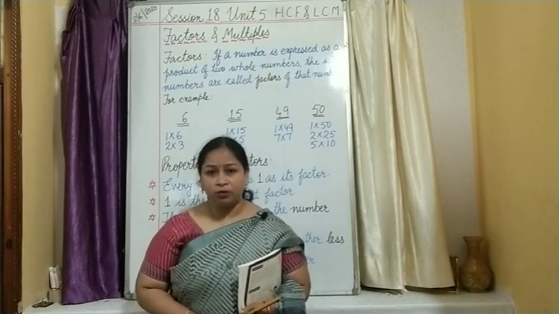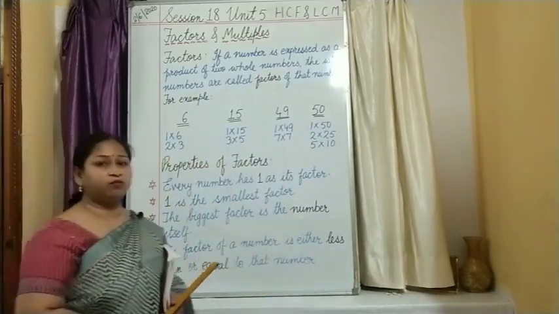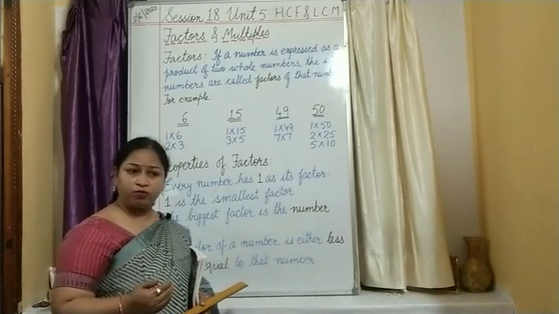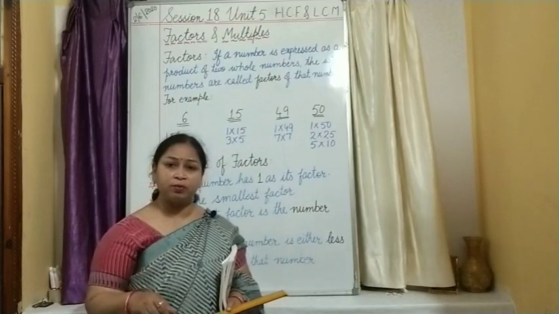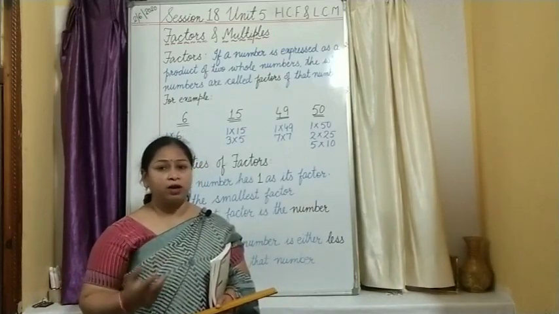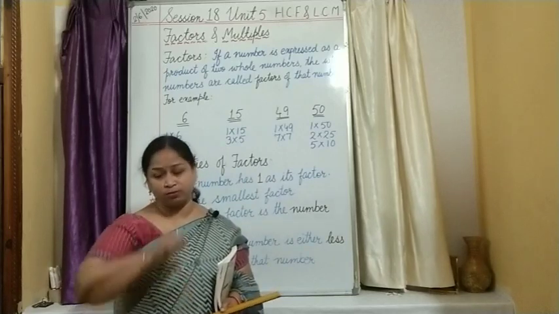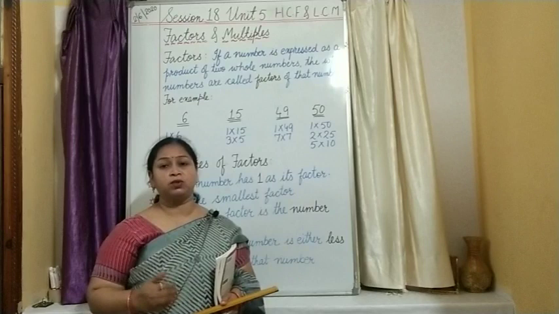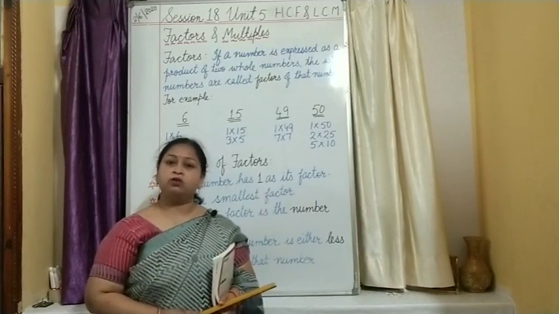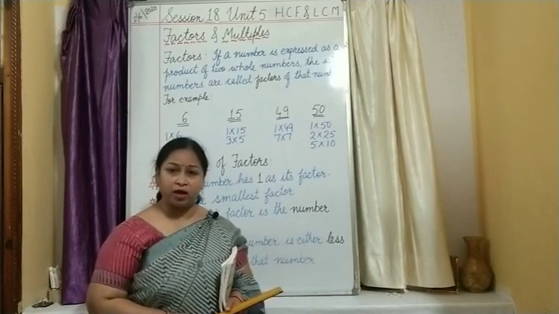Children, Unit 5 is based on factors and multiples, that is HCF and LCM. Before we get into what is HCF and what is LCM, we have to know what are factors. I know that you have done a little bit of this portion in your class 4, but now you are going to study in detail. Once again I will be telling you what are factors. First we have to learn that.